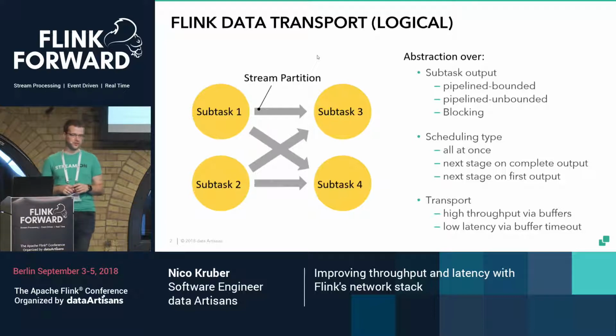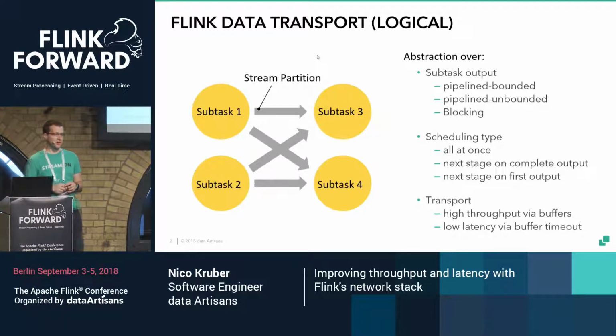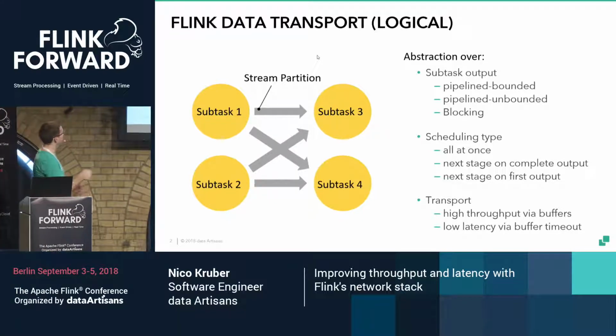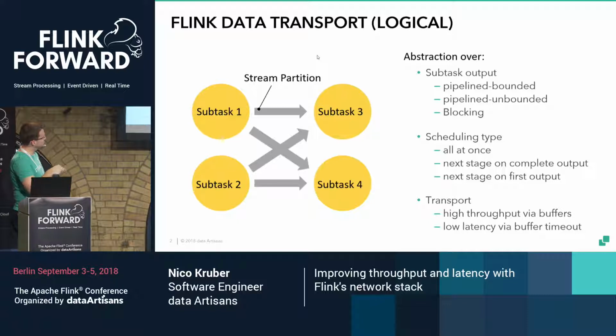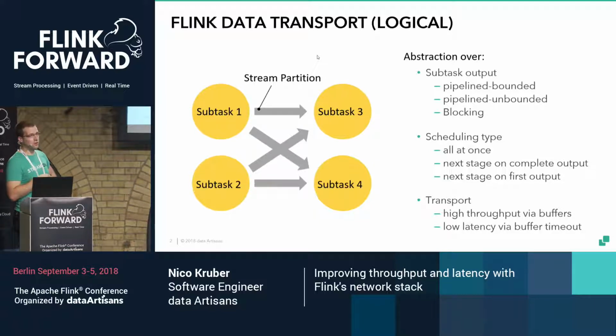And then we have different options of tuning the network stack for high throughput by using buffers between any two task managers that communicate with each other, or to go for low latency by reducing this buffer timeout. I'll go into details a bit later. So our network stack abstracts over that logical connection. Assume that you have two subtasks on one task manager and two subtasks on another task manager. Then logically, there's a connection between each of the subtasks whenever you do something like a shuffle from a keyBy or a rebalance.